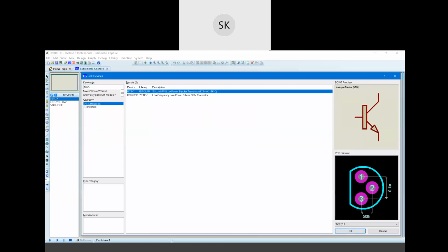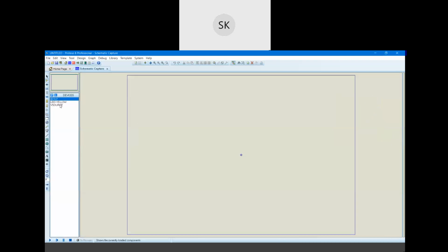We will mount those components: the power source, transistor, and LED. Now we will attach ground, because if there is no ground, it will not simply run.